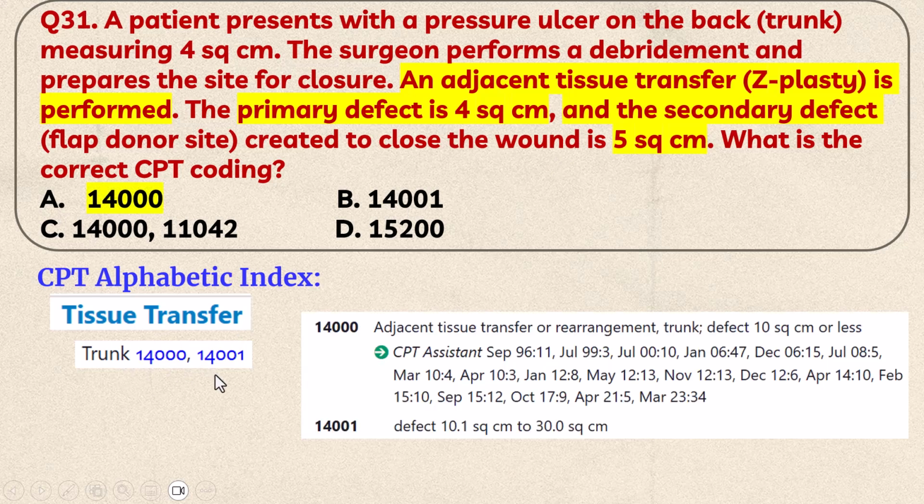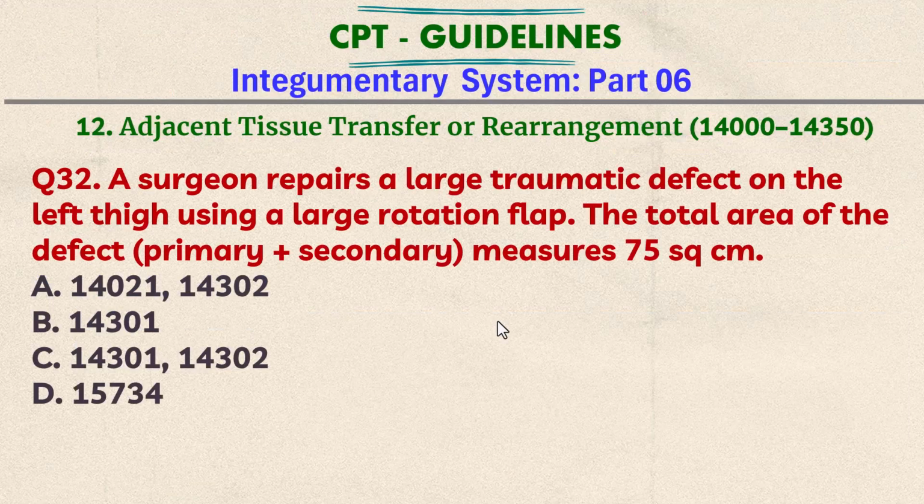Once you look at the codes, 14000 is adjacent tissue transfer or rearrangement, trunk, defect 10 square centimeters or less. 14001 is defect 10.1 square centimeters to 30 square centimeters. So in our case, the primary defect is 4 square centimeters and the secondary defect is 5 square centimeters. So altogether 9. So 9 is less than 10. So the correct code will be 14000. That is answer A.